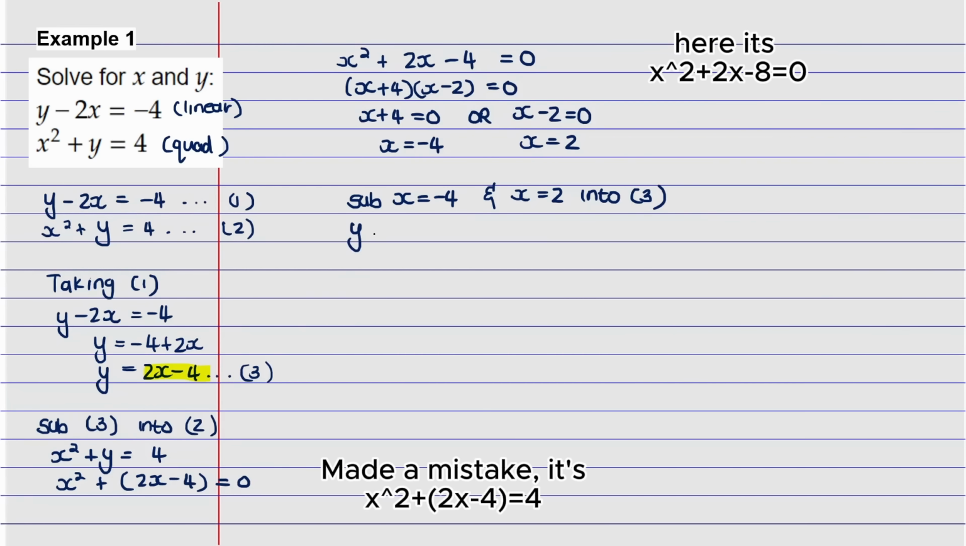So y is equal to 2x minus 4. Then y is going to be equal to, I'm going to substitute negative 4, so it's going to be 2 times negative 4, minus 4. And therefore y is going to be equal to negative 12. And on this side, y is equal to 2x minus 4. We're going to substitute 2 now. So y equals 2 times 2 minus 4. Therefore, y is equal to 0.